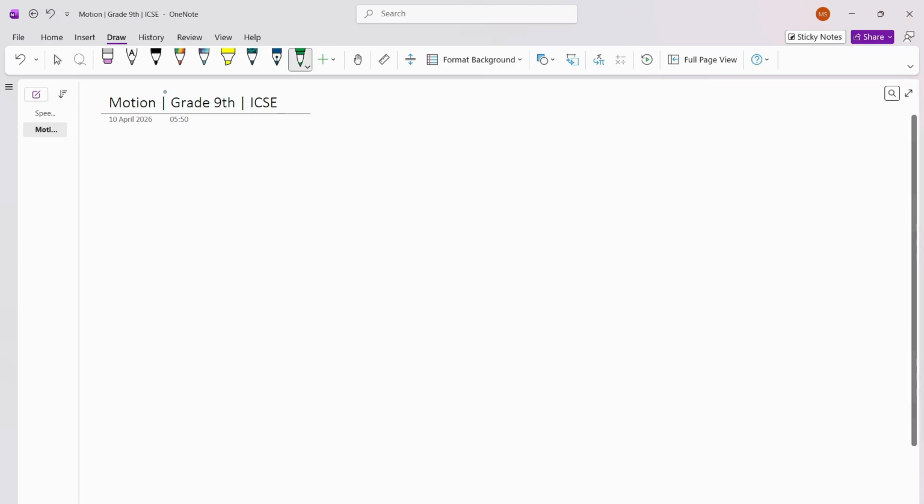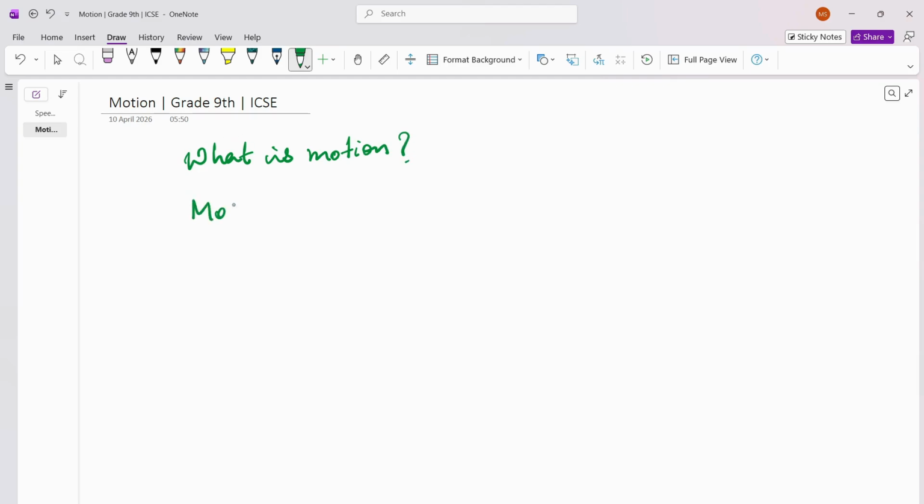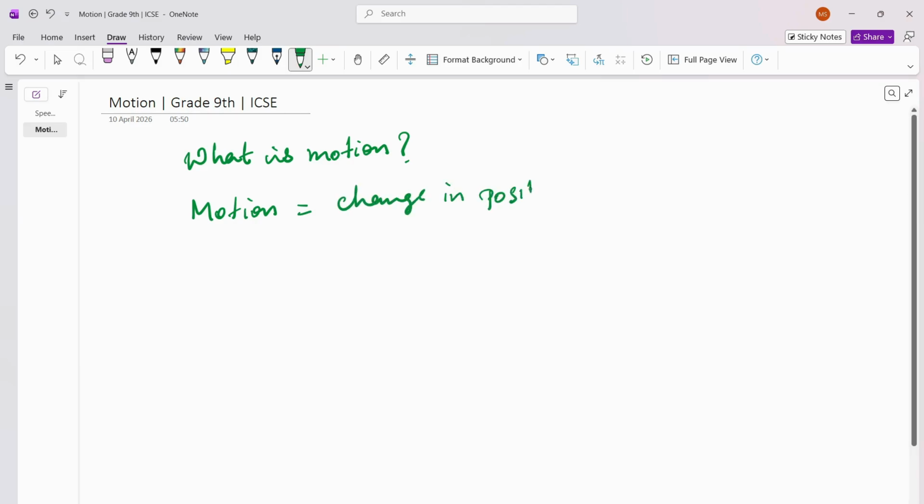Starting, what is motion? Right? What is motion? In very simple words, motion is nothing but change in position with time. Let me tell you a simpler definition. Motion is actually the change in position of an object with respect to time.